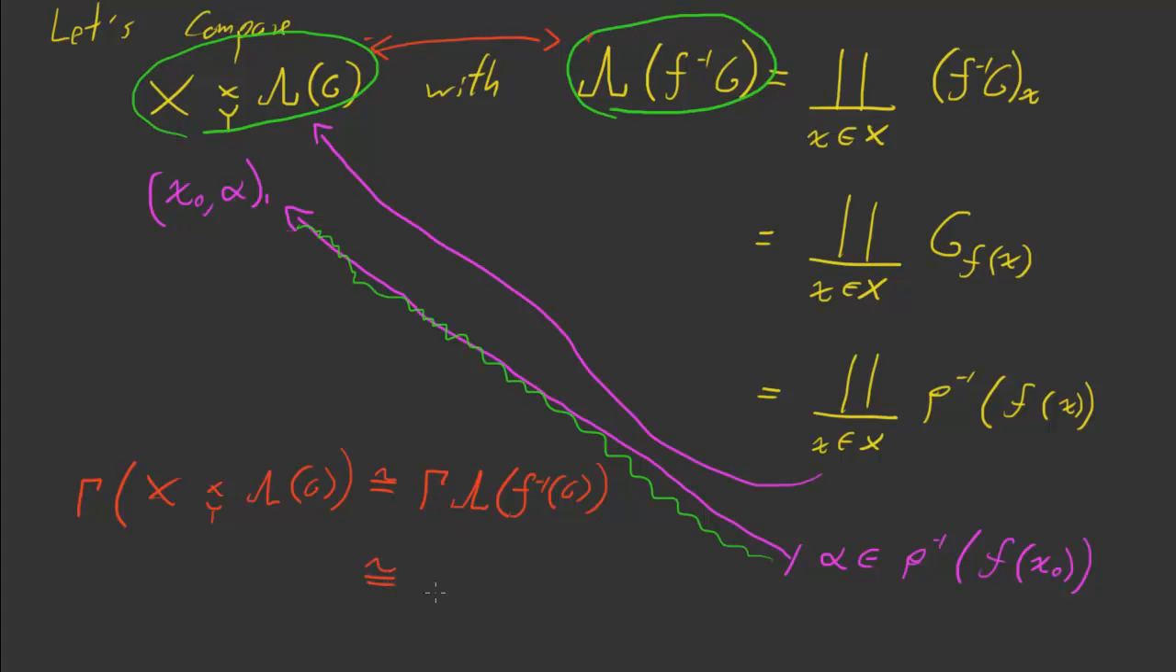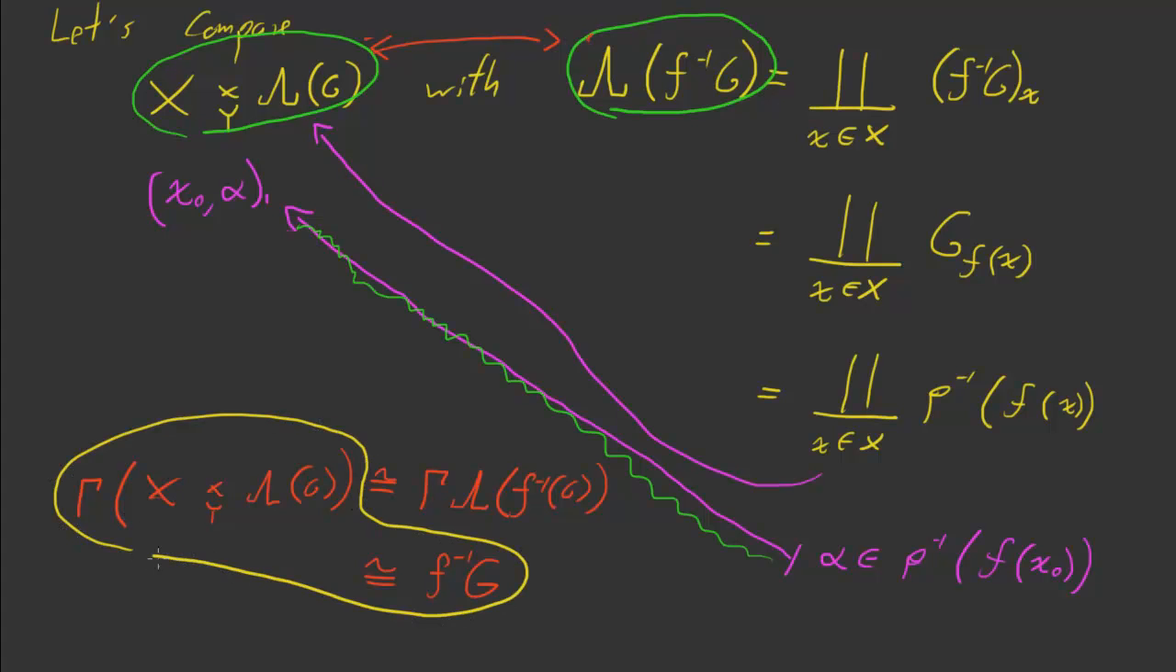And because of a fact which we mentioned in an earlier video, this is isomorphic to just the pullback of f along g. We can cancel out the gamma and lambda when we have some sheaf over here. So we have that this guy is isomorphic to this guy, and we're done. So this was an alternative construction of the pullback sheaf.